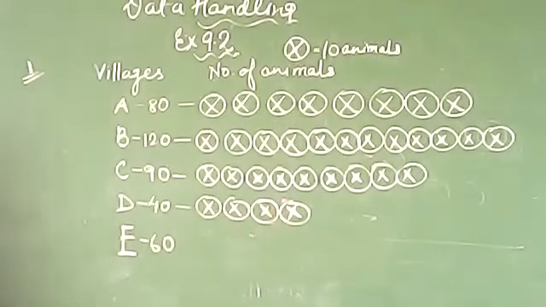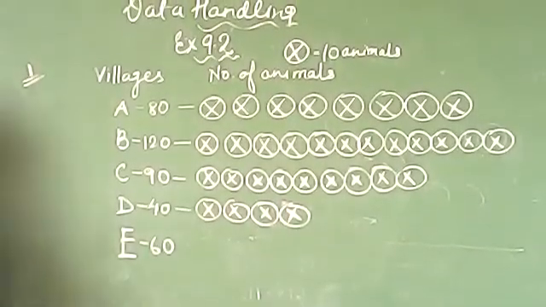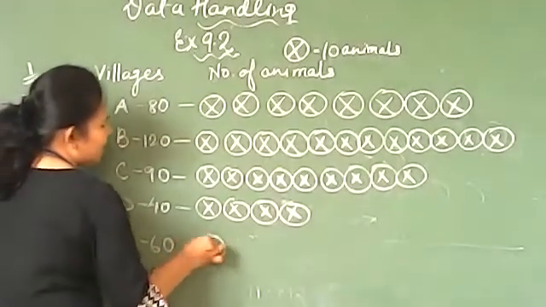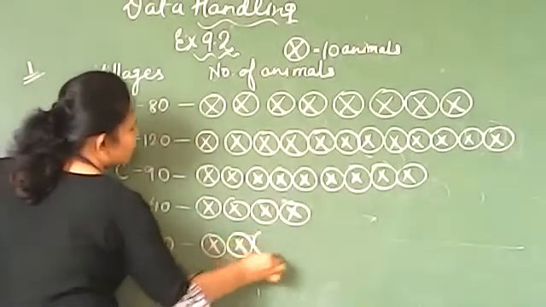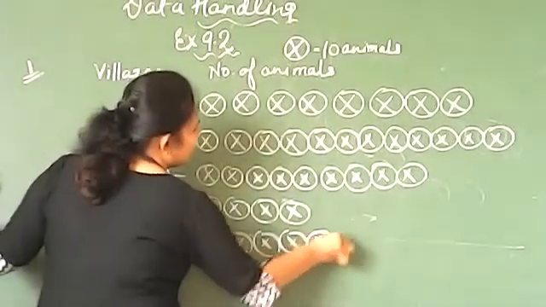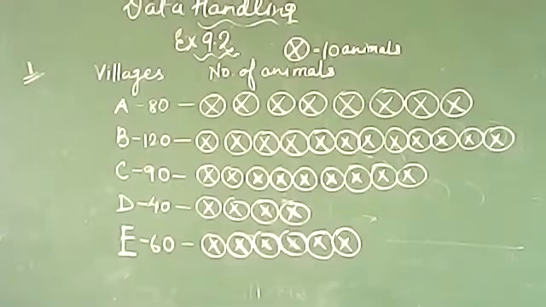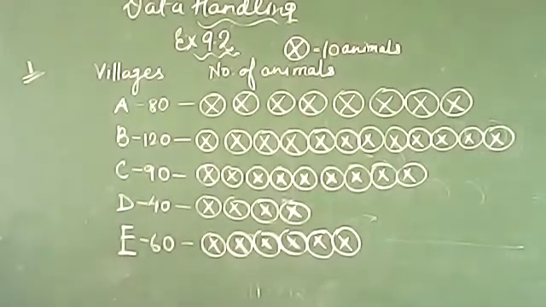Now let's try question number E. E means 60 we want. So 60 means 6 pictures we will draw. 1, 2, 3, 4, 5, and 6. So this is all about question number 1 related to the animals.